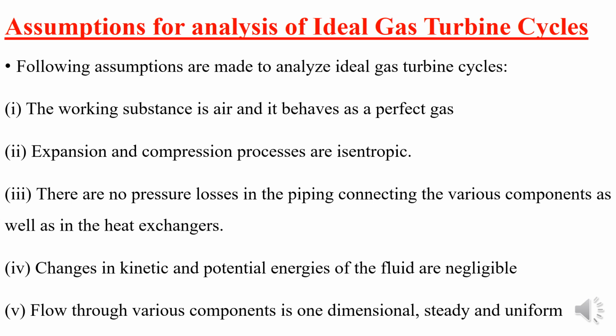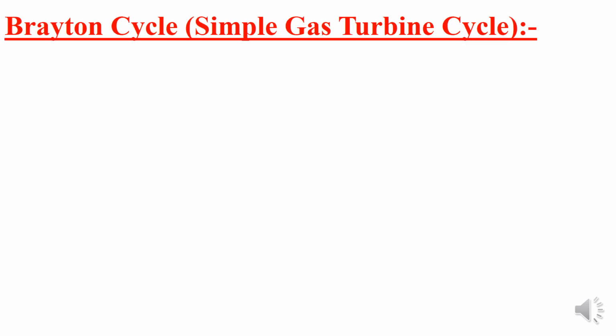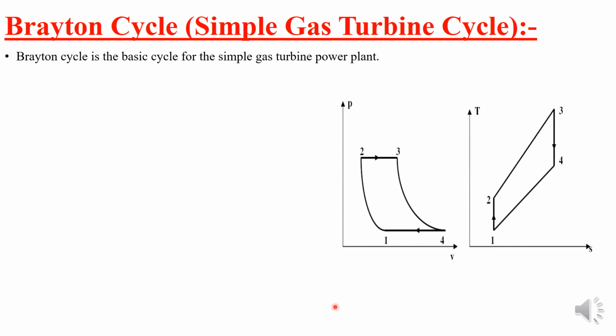Next, we move on to the basic cycle, that is the Brayton cycle. The simple gas turbine cycle consists of, as you see over here, a PV diagram. We will go through the PV diagram and the TS diagram. The Brayton cycle is the basic cycle of the gas turbine power plant. It consists of four processes. Process 1 to 2 represents reversible adiabatic compression.